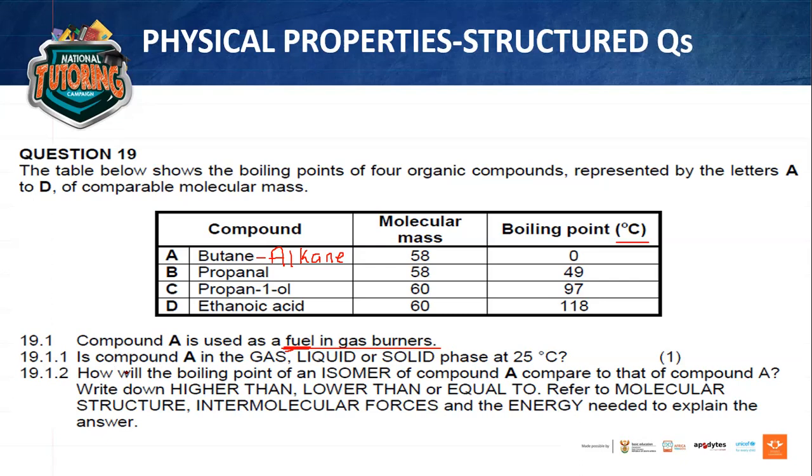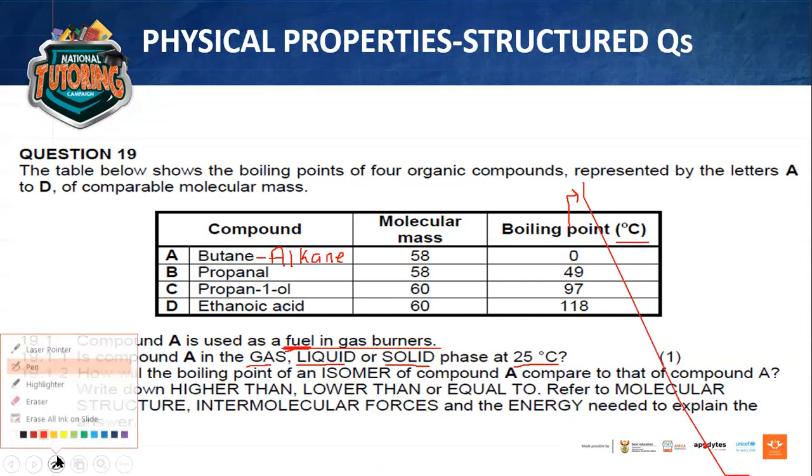19.1.1. They say, is compound A in the gas, liquid, or solid phase at 25 degrees Celsius? It means we need to choose any of those states. So we need to go and look at compound A, which is butane, and check its phase when the temperature is 25 degrees Celsius. Now, when you go to your table, you have been given the boiling points. And we know what happens when you have reached a boiling point. If you are an organic molecule, remember, when you have reached the boiling point, there is a phase change that occurs.